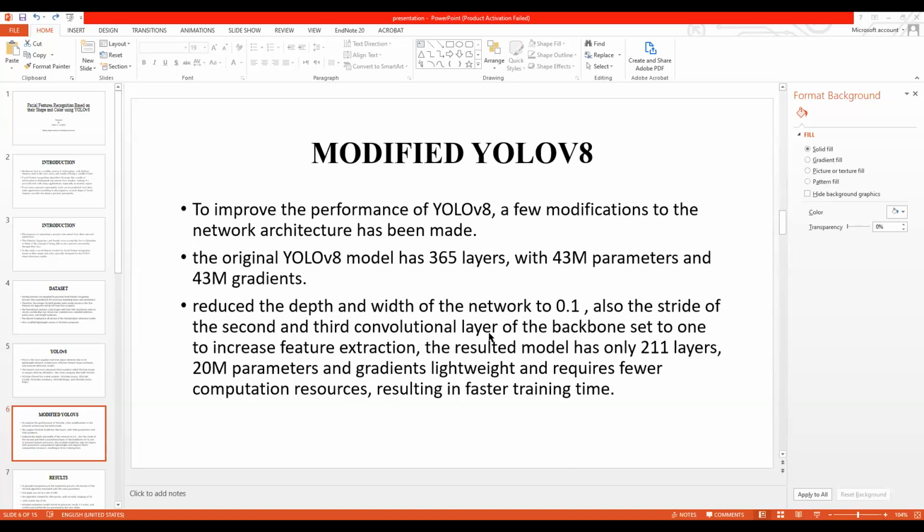The original YOLO V8 model has 365 layers with over 43 million parameters and gradients. We reduced the depth and the width of the network. Also, the stride of the second and third convolutional layers of the backbone is set to 1 to increase the feature extraction. The resulting model has only 211 layers with over 20 million parameters and gradients. It is lightweight and requires fewer computation resources, resulting in a faster training time.